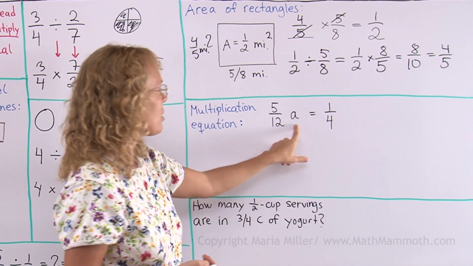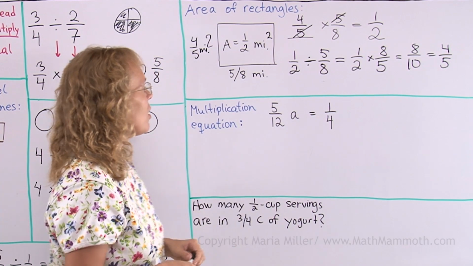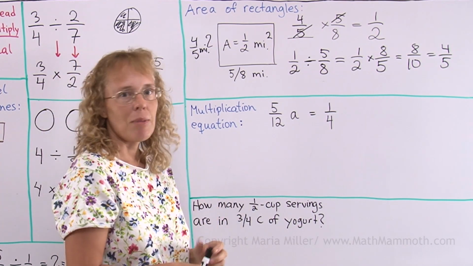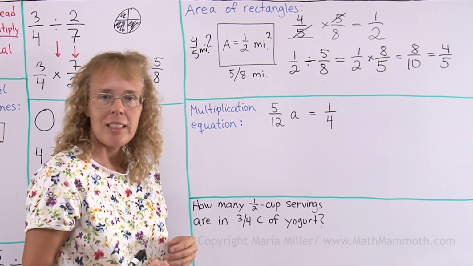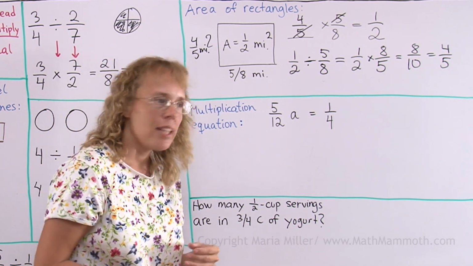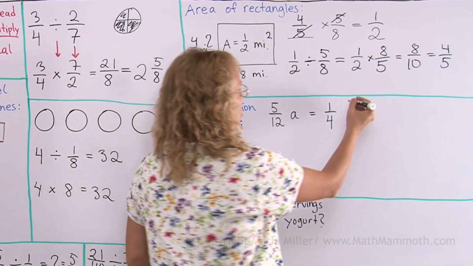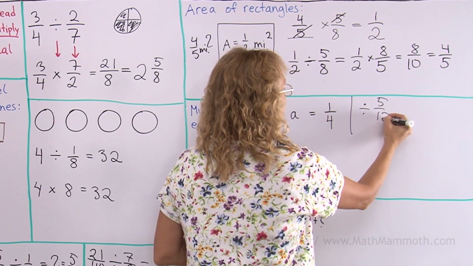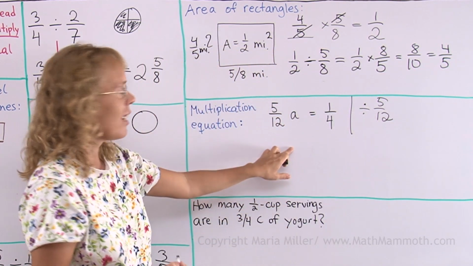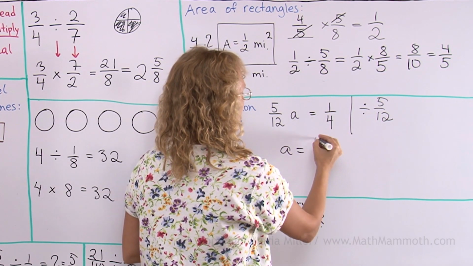A fraction times some unknown variable here equals a fraction. Okay, and this is just like any multiplication equation. If I had here 5a equals 20, you would have to divide both sides by this number here to get a alone. So here too, I will divide both sides by 5/12. That will leave a alone on this side. But on this side I need to do the division.